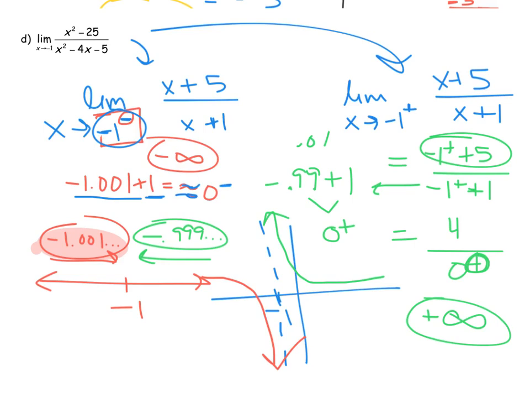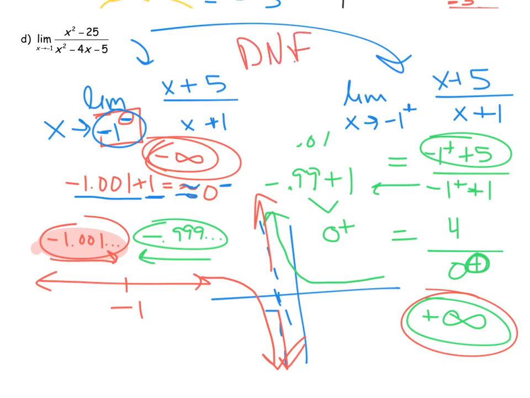Because we're approaching negative infinity from one side and positive infinity from the other, these are two different values for what the limit is as we approach negative 1. We would say here that the limit does not exist.